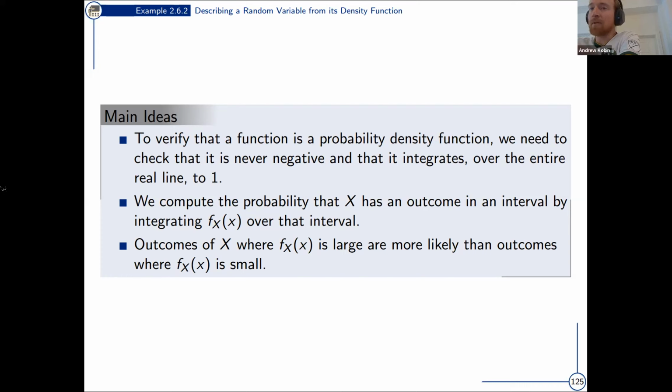We can compute probabilities for a given continuous random variable using our PDF little f, by integrating that function over the given interval of values that we're interested in. And where the function is large, meaning it has a higher height, the outcomes in that range are more likely than where the function is smaller, has a smaller height.